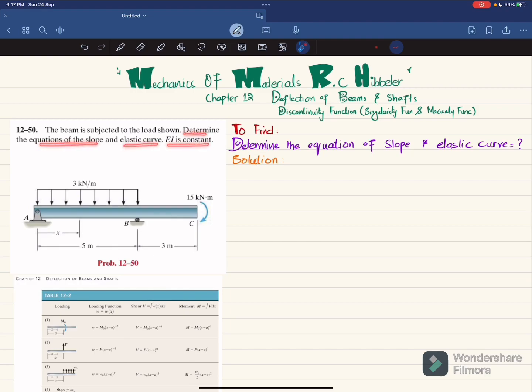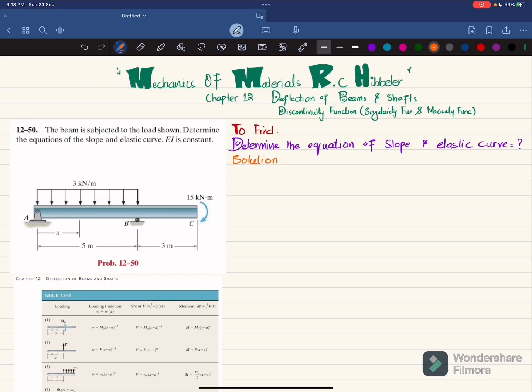EI is constant. So you can see this is an overhanging beam, and at point A we have a pin support and at point B we have a roller support. From A to B we have a uniformly distributed load of 3 kilonewton per meter, and at end C we have a moment that is clockwise and 50 kilonewton into meter. So we have to find the equation of slope and elastic curve, and we will solve this by using Macaulay's method. So let's start with the solution.